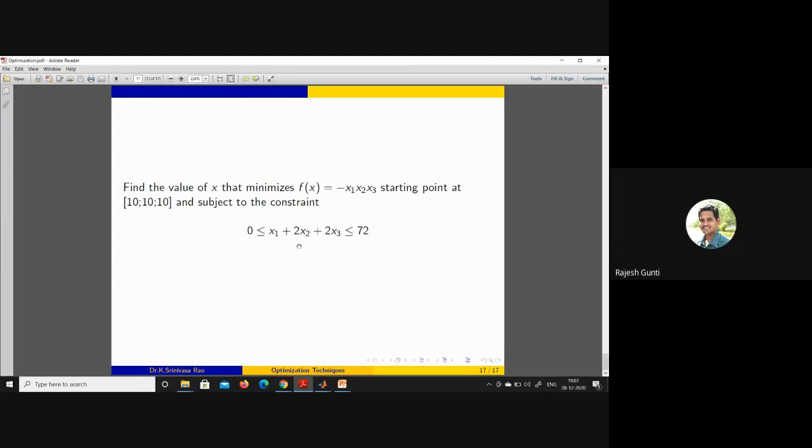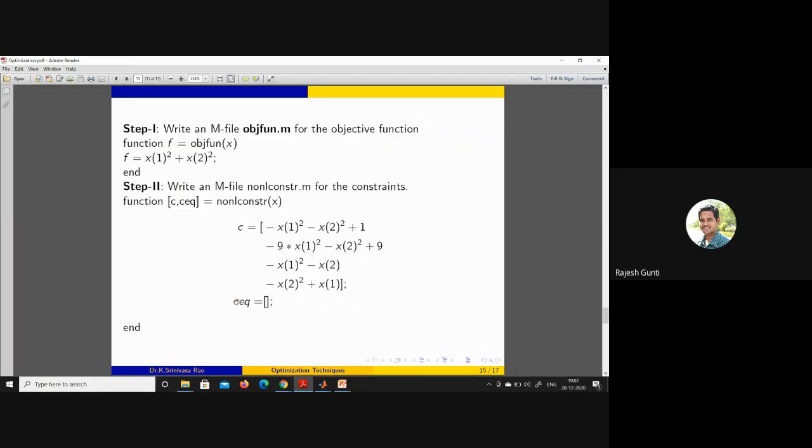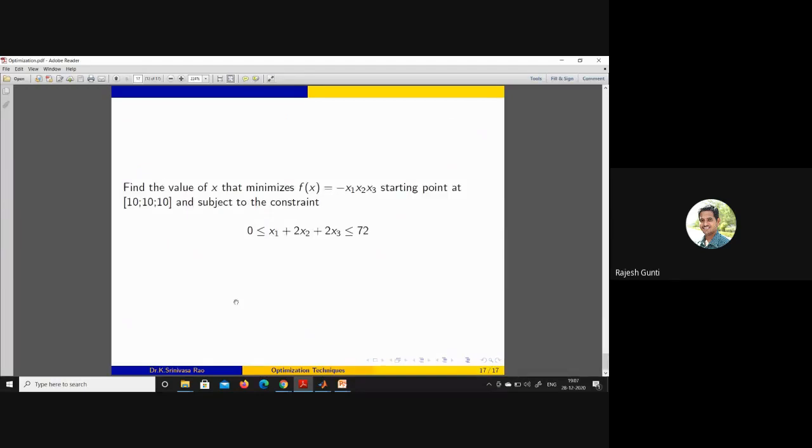Non-linear equality constraint, inequality constraint. Linear equality, see this one. This is the standard one. There is no non-linear inequality. There is no non-linear equality. Only Ax less than or equal to b is there. There is no linear equality. Lower bounds or upper bounds are not there. Okay, now we have to enter this equation.